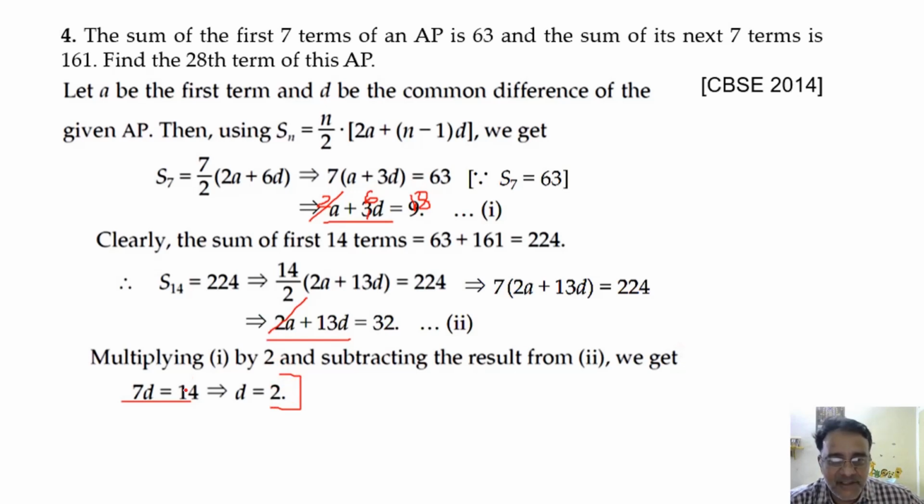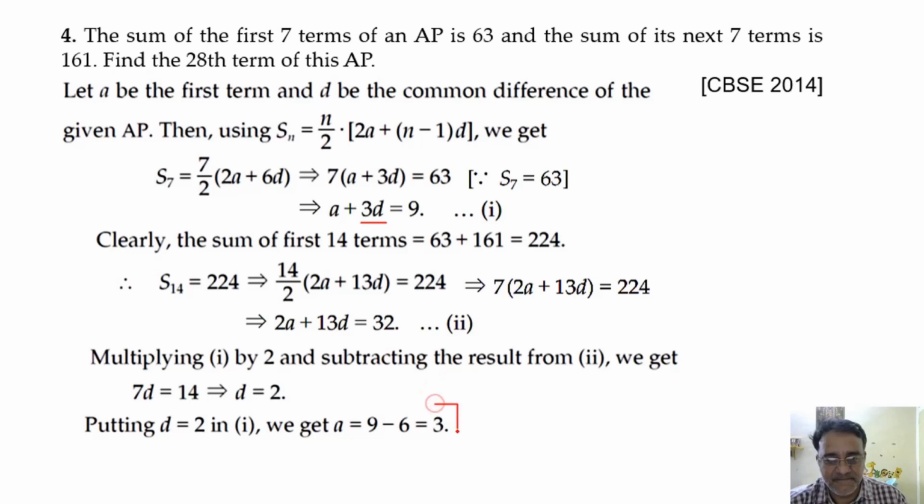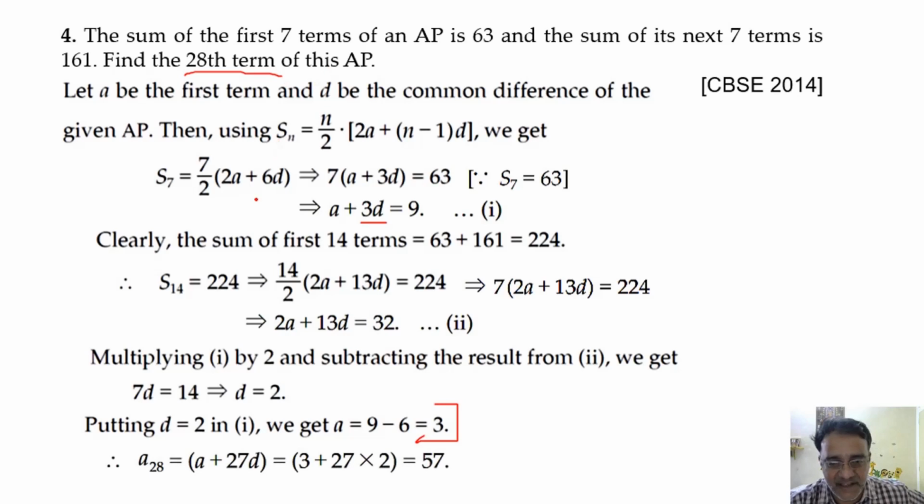And this value we will substitute in this equation to get the value of a. So 9 minus 6 is 3. And which term do we have to find? The 28th term. So how will you write the 28th term? a plus 27d. Right, a plus 27d, that is 3 plus 27 into 2. So we'll get 57. So this is the final answer. Any doubt in this question? No, sir. Okay.